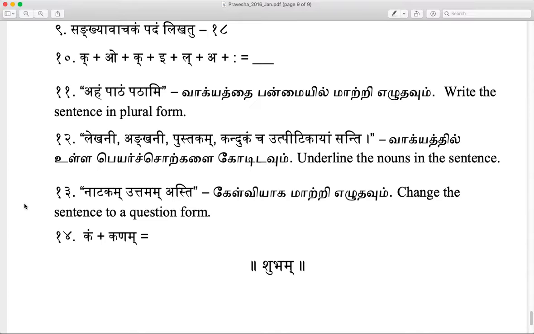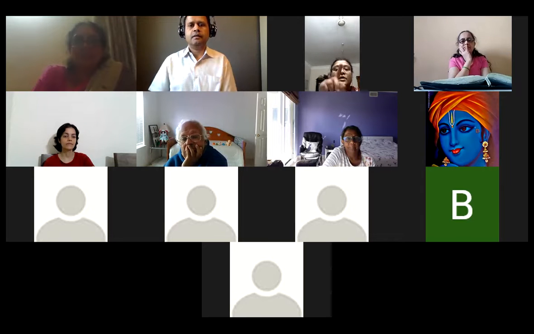Lekhani, Ankani, Pustakam, Kandukam, Cha, Petikayam Santi. Nouns. Utpetikaya. This forms a sentence. Ankani noun. Pustakam noun. Kandukam, Lekhani noun. Satyam. Five. Natakam Uttamam Asti. Natakam Kim Asti? Natakam Katham Asti? Antimam. Kam plus Kanam is Kankanam. Katham Likhyate? How will you write it?